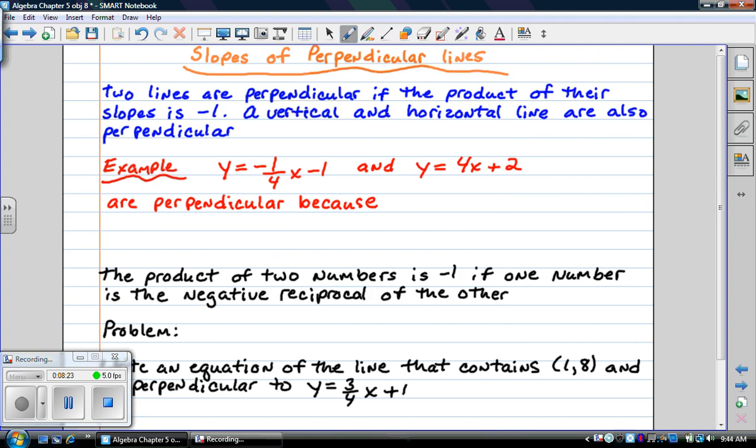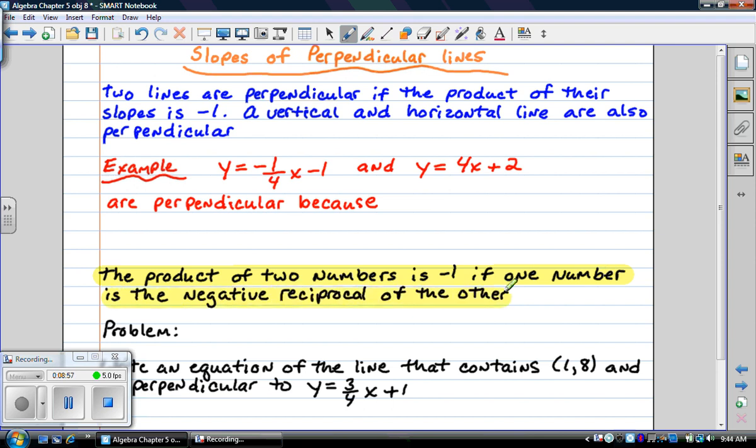All right. When we're looking at perpendicular lines, two lines are perpendicular if the product of their slopes is negative 1. A vertical line and a horizontal line are also perpendicular. An example: y is equal to negative 1/4 x minus 1 and y is equal to 4x plus 2. Those lines are perpendicular because, and here's the key, the product of two numbers is negative 1 if one number is the negative reciprocal of the other.